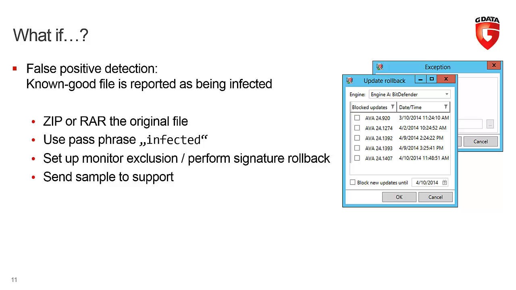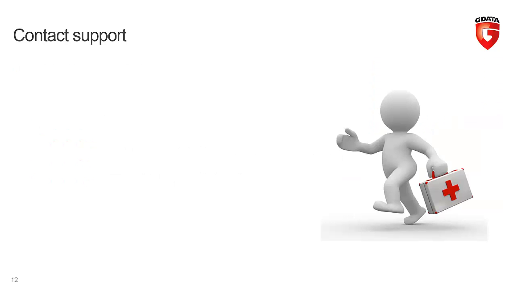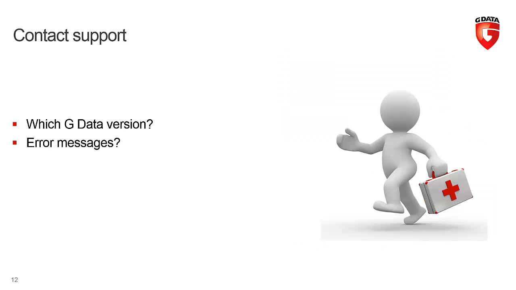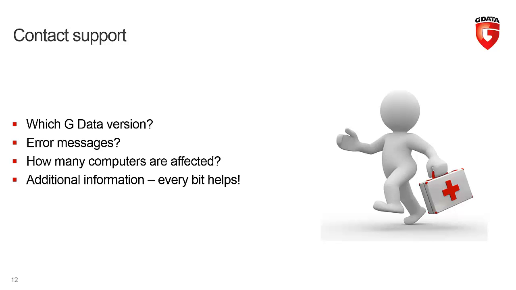Whenever you need to contact our support team on any subject, make sure to have the following information available: the version of G-Data which is installed. Refer to the Info or About menu either on the client or in the G-Data Administrator. Any error messages that you're getting, the number of affected computers and their operating systems, and any other piece of information that may help clarify the issue. This information can then be sent to business-support@gdata.co.uk.